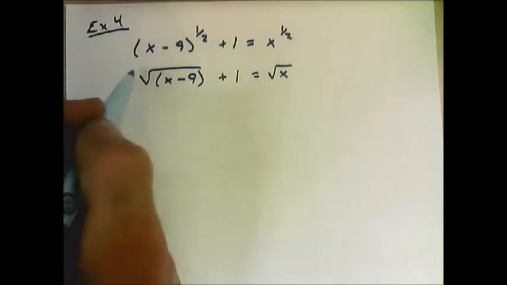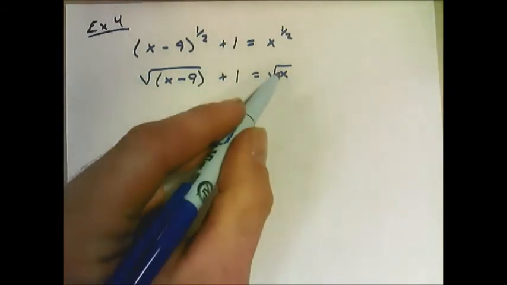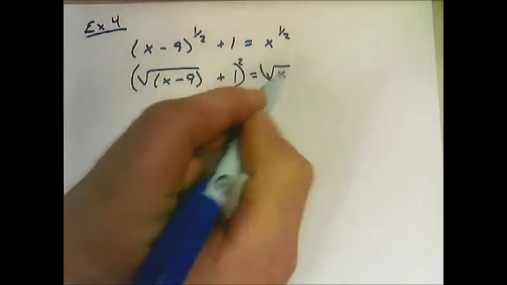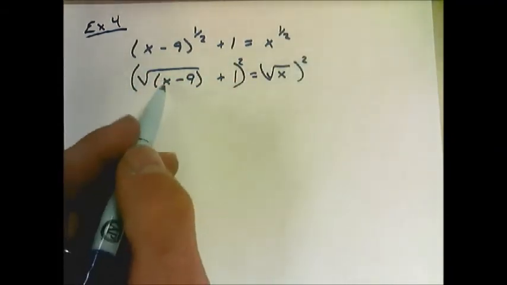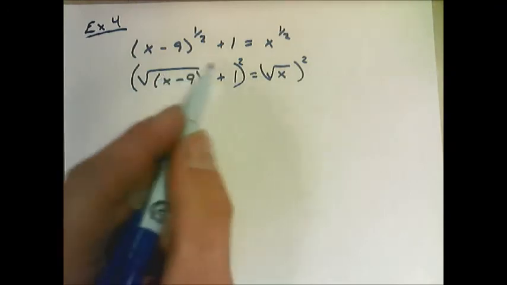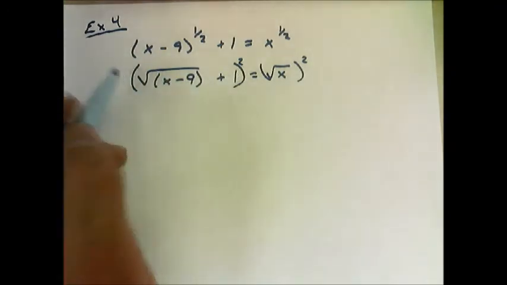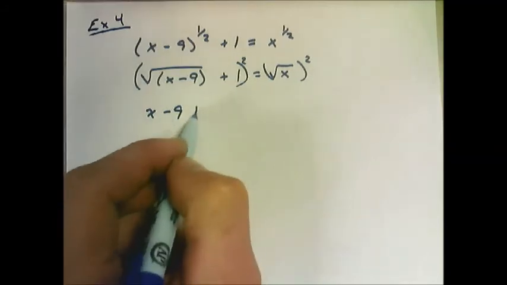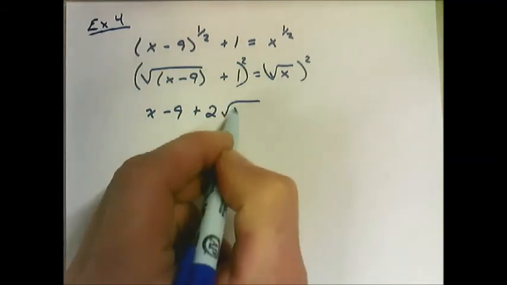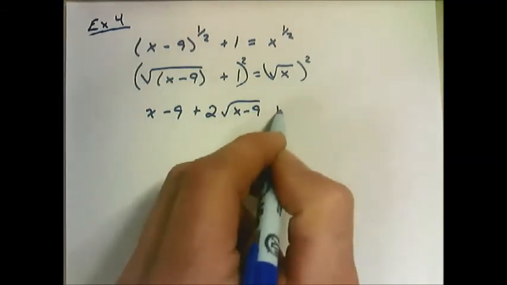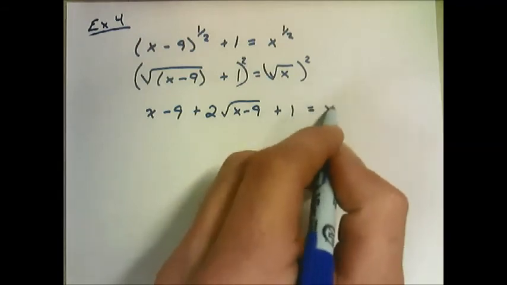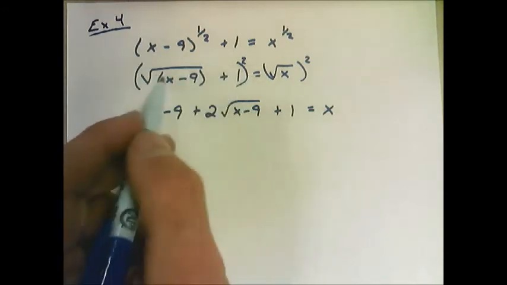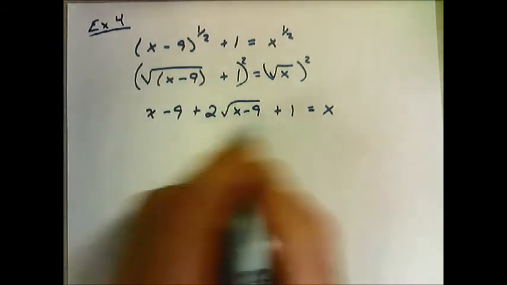So now we can go ahead, since we have a square root by itself on the right side, we can square both of our sides. We have to just multiply this out by distributing, so we'll end up with x minus 9 plus 2 square roots of x minus 9 plus 1 equal to x. Remember, multiplying this out, we simply had 2 of them.